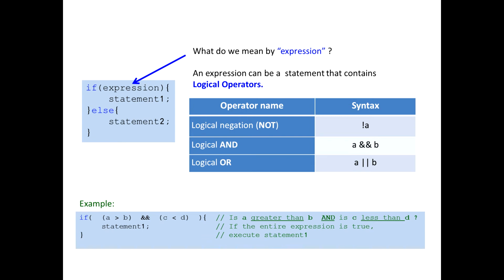Here this is checking if this is true, and notice we're using the double ampersands, and C is less than D. Now both of these things have to be true for statement 1 to execute. If either one of these is false, then nothing will happen. We could also use OR, where we're using those two vertical lines.